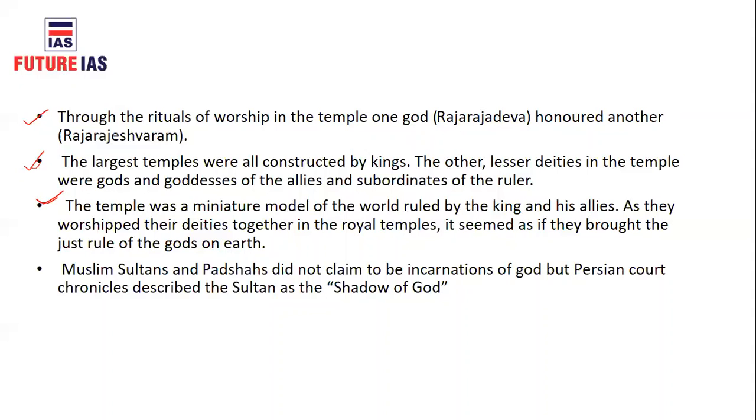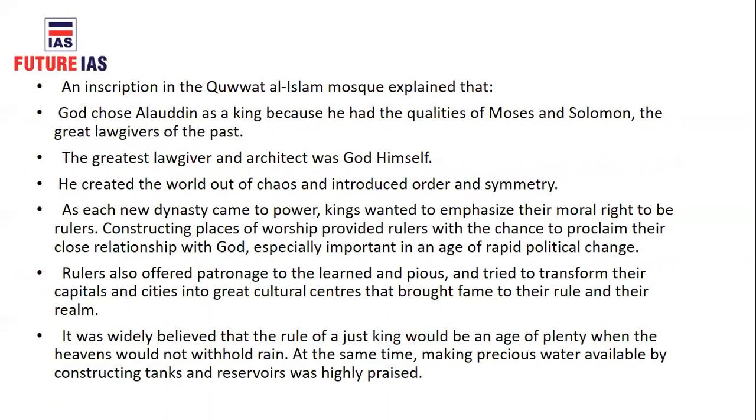All right. And you must understand, the Muslim sultans and the padshahs, both of them did not claim that they are incarnations of the god, but the Persian chronicles, or the Persian courts, basically, describe the sultan as a shadow of god, the shadow of god, which also led to the projection of the sultans as a shadow of god, just like Indian rulers also project themselves as descendants of god, right?